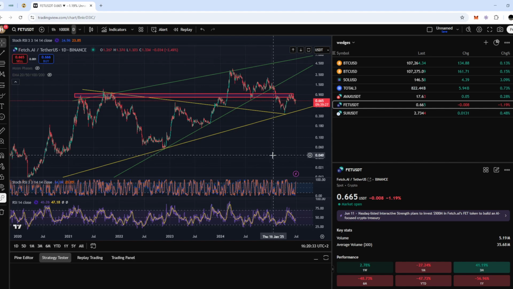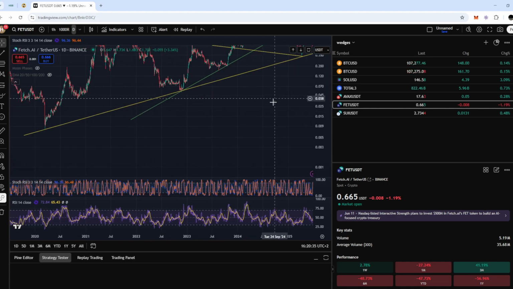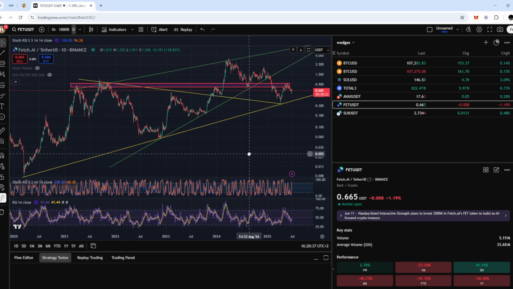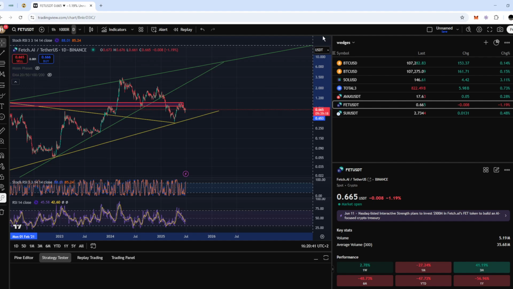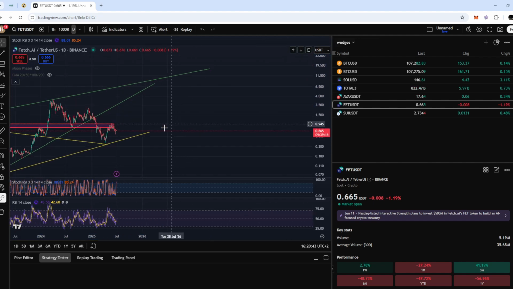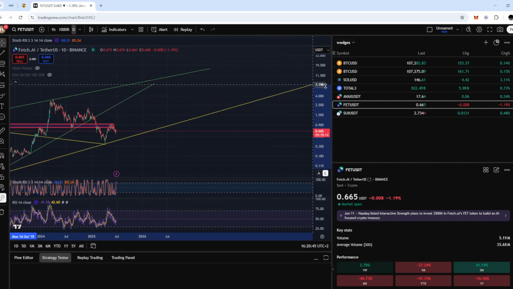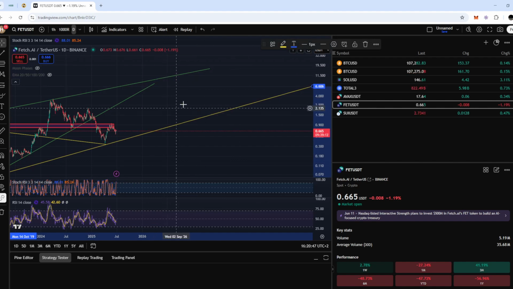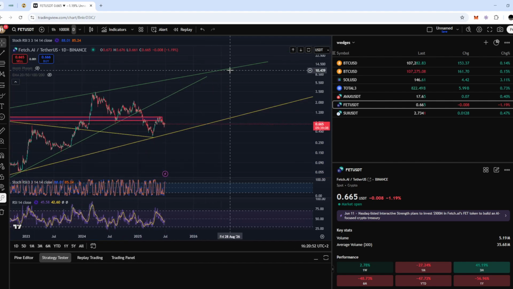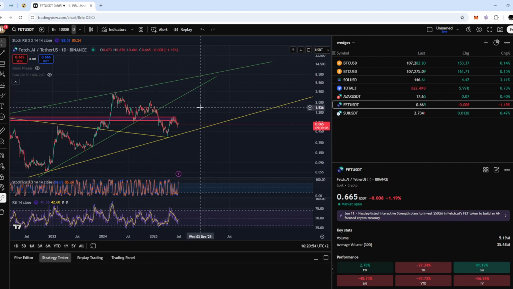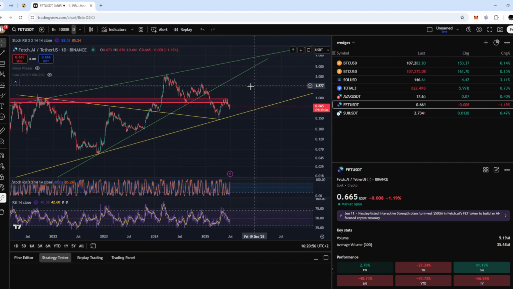All right, and then we see on the even larger time frame, we have some kind of rising wedge forming. If we pull this through and pull this one through, you can see this is an even longer pattern. Doesn't mean that we're actually going to go there, but we're still in a long-term uptrend for Fetch. I think it's one of the ones that's going to be doing very well.